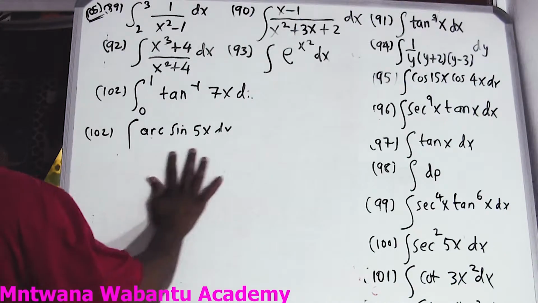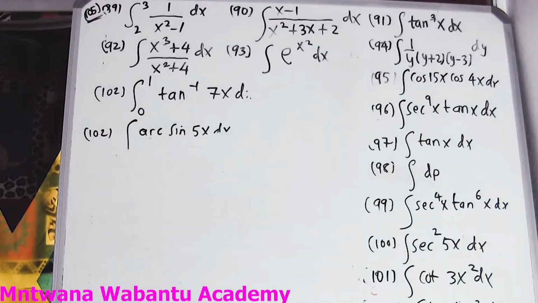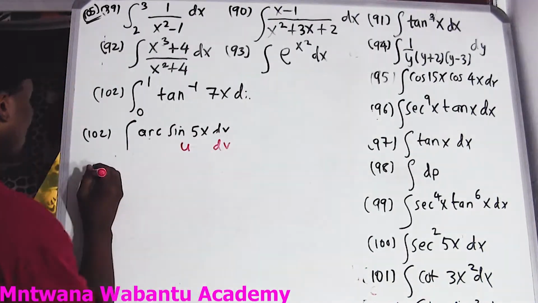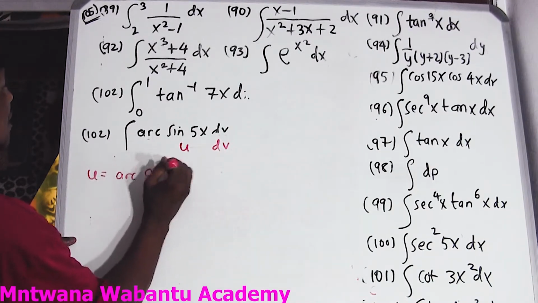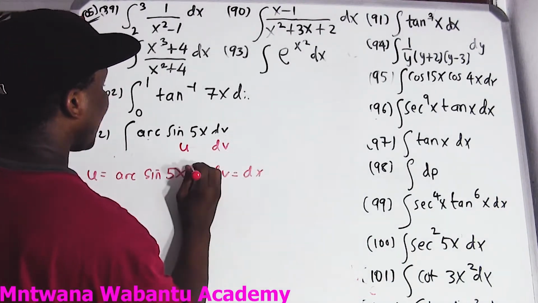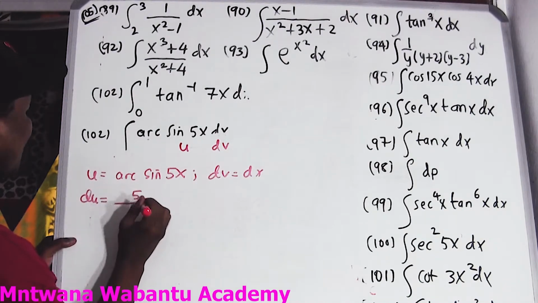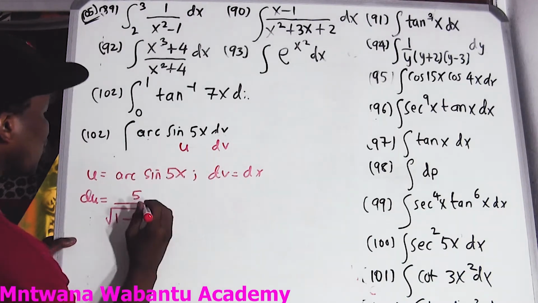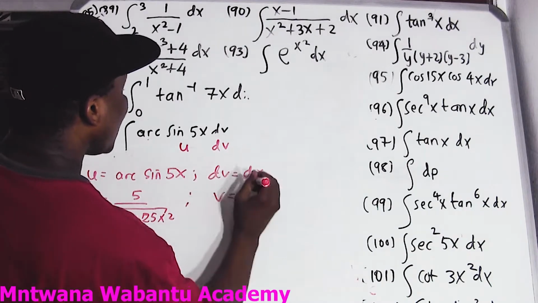Okay, 102. You ready, guys? So I'm going to say this is u and this is dv. So u equals arcsine of 5x, and dv equals dx. When you differentiate this, du is the derivative of whatever function you have, which gives 5, over the square root of 1 minus your function squared, which is 1 minus 25x squared. When you integrate dv, you get v. When you integrate dx, you get x.